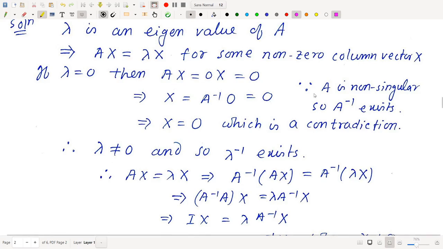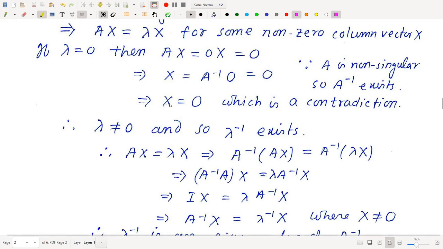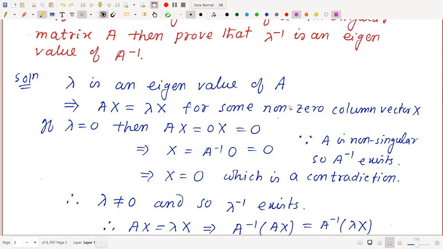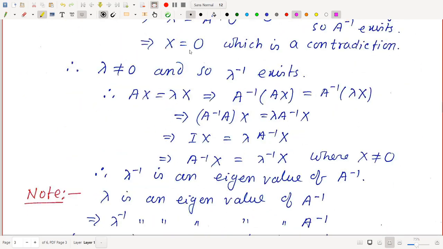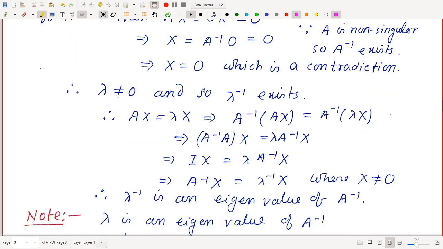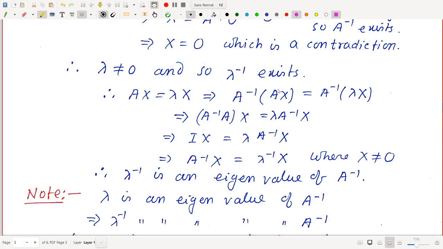We have multiplied by A inverse because A is non-singular, so A inverse exists. So we have got that X is the 0 vector, but X is a non-zero column vector. In Ax equals lambda x, if lambda is an eigenvalue, then x is a non-zero column vector. Here we have got 0. If we take lambda as 0, we get capital X as the 0 vector, which is a contradiction. Therefore lambda is not 0, so lambda inverse exists as a non-zero scalar.